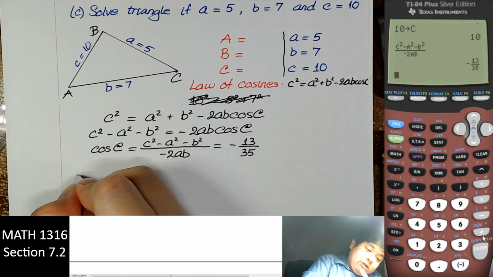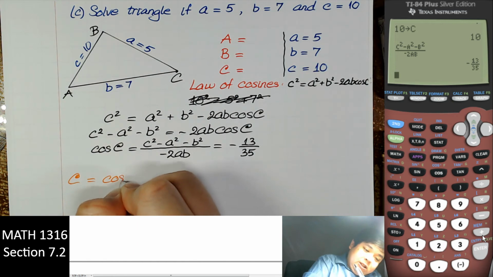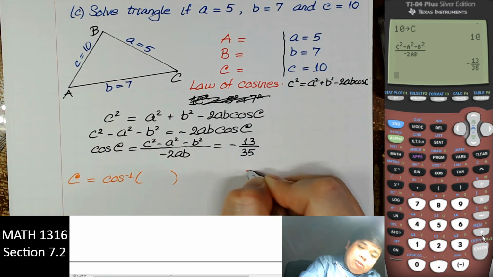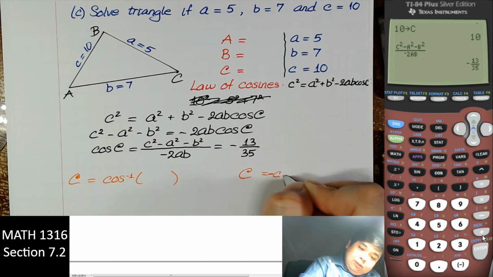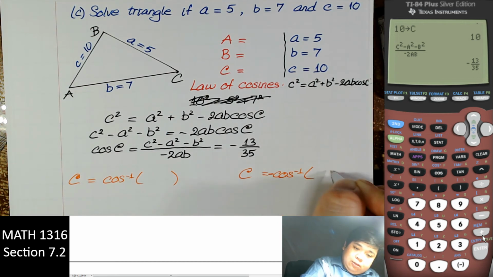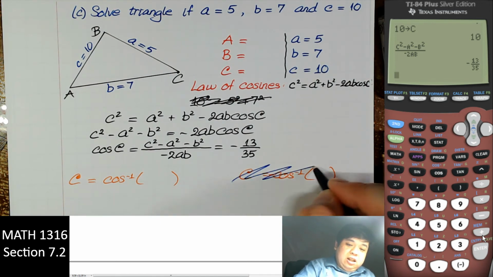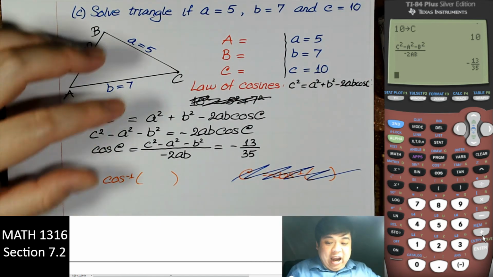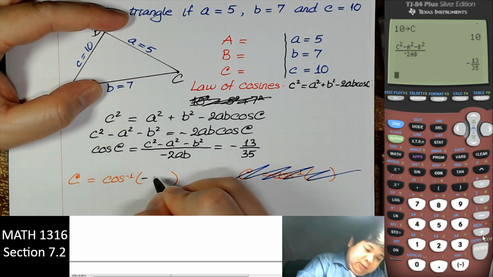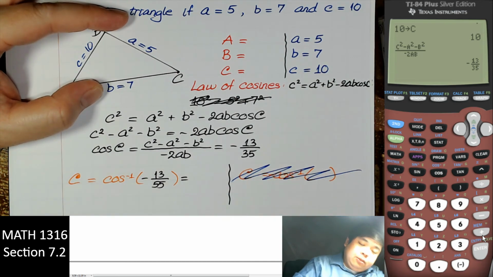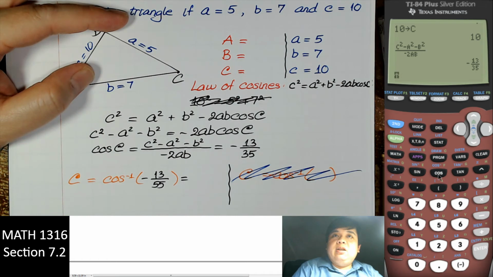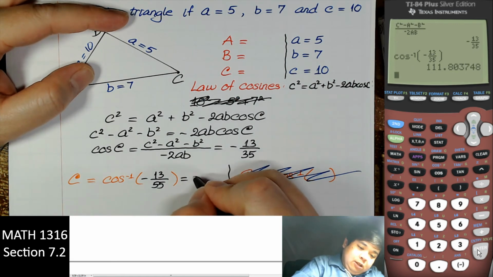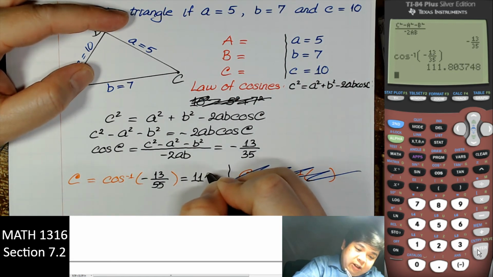To get back to the angle, we take the cosine inverse, or the opposite. But we're not going to use the opposite in this case because we're working with a triangle and the angle cannot be negative. Cosine inverse of that. 118.8 degrees.